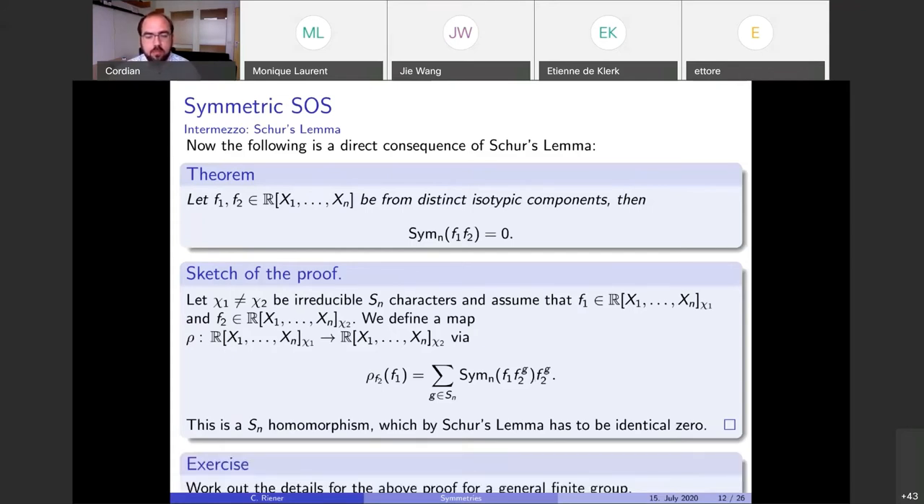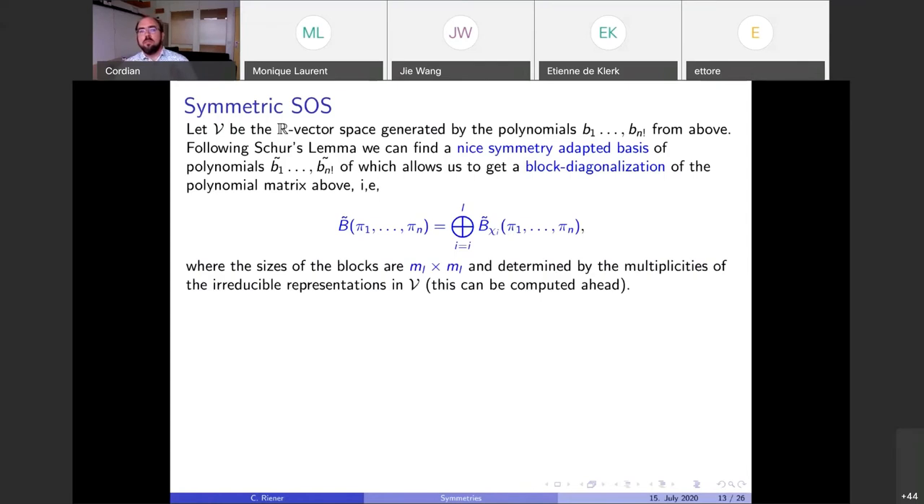Okay, so this was again a little bit harsh and maybe throwing you into cold water, but it's really a direct consequence of Schur's lemma, and I would like to ask you to work out the details of this statement really in the general case of a finite group, where instead of symmetrization, you use the Reynolds operator. Okay, so if you are not comfortable with that, let's just come to the next statement, because this might ring a bell from last week.